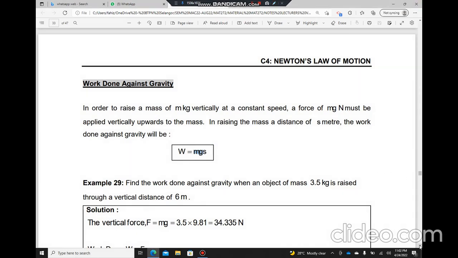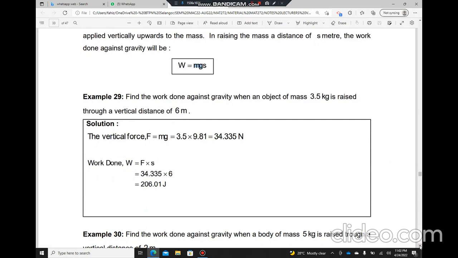Okay, so example 29, find the work done against gravity when an object of mass 3.5 kg is raised through a vertical distance of 6 meter. So kalau nak tahu guna yang mana formula, dia ada vertical distance. So kalau horizontal tak perlu guna mg. So the vertical force F equals to mg, which is 3.5 multiplied by 9.81. So you get 34.335. So work done is F multiplied by S. Okay, so 34.335 multiplied by 6. Okay, so you get the work done here.